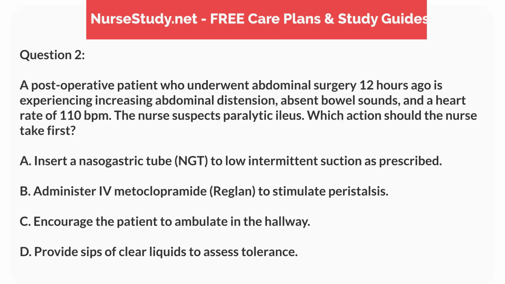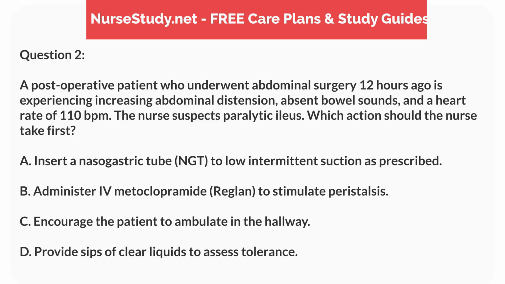Question 2. A post-operative patient who underwent abdominal surgery 12 hours ago is experiencing increasing abdominal distension, absent bowel sounds, and a heart rate of 110. The nurse suspects paralytic ileus. Which action should the nurse take first?